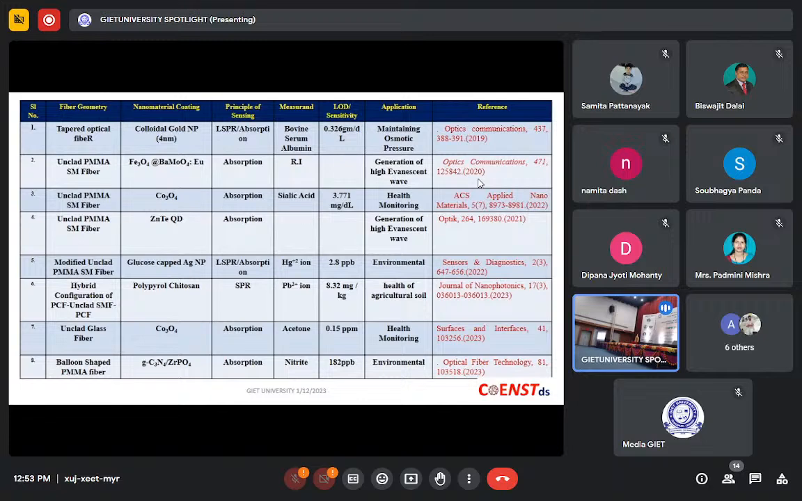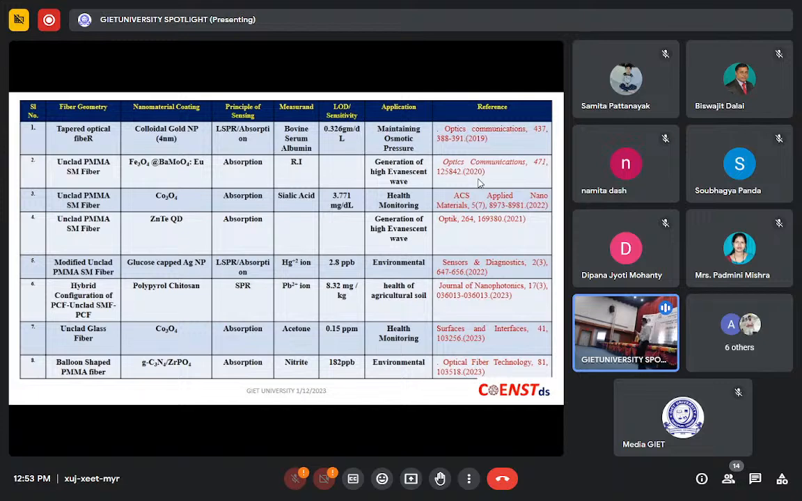This is actually a hybrid, like a PCF, where you take a PCF and splice the single-mode fiber between two PCFs. This is the nanometric coating, and this is the measurement we have made. And this is a glass fiber. This is the material coating we have used to measure acetone. And this is another fiber, and this is the nanometric coating we have used for nitrate sensing. And these are the LOD and sensitivity, and these are the publications where these were reported.